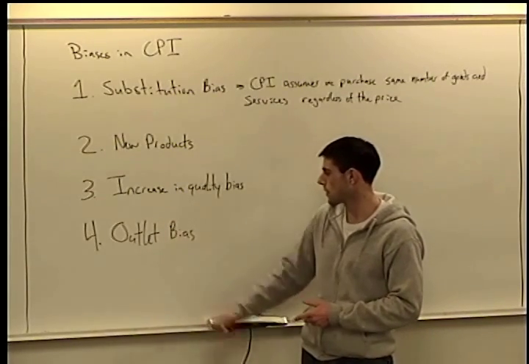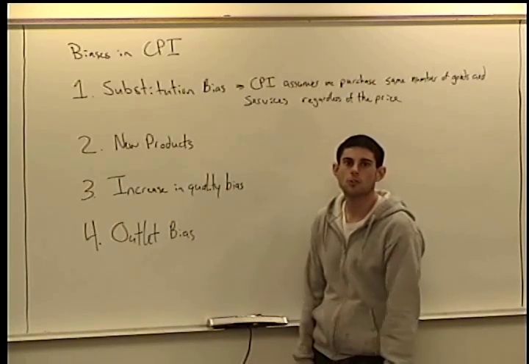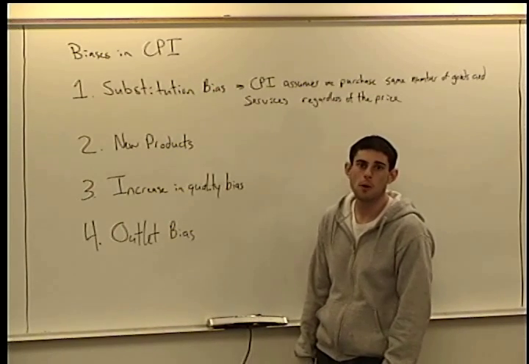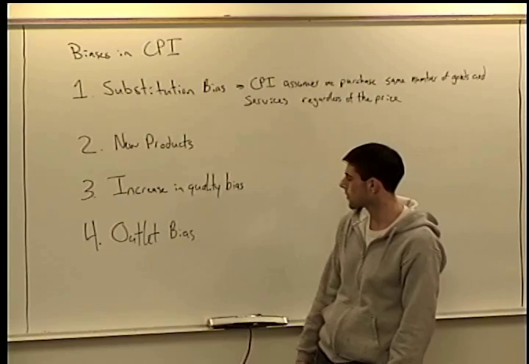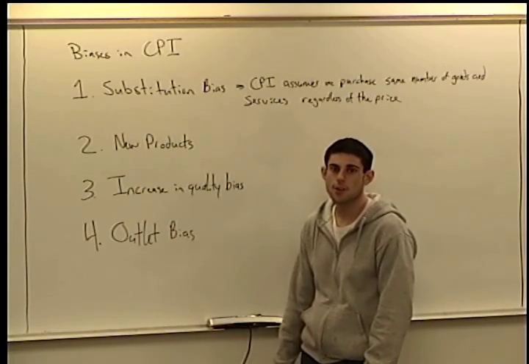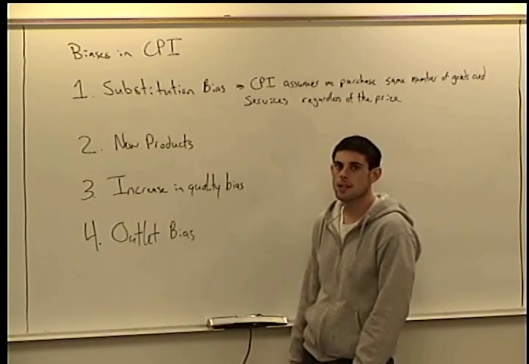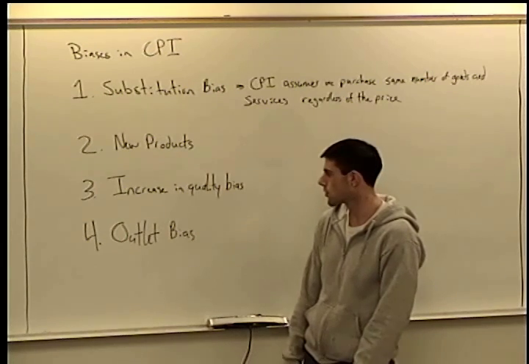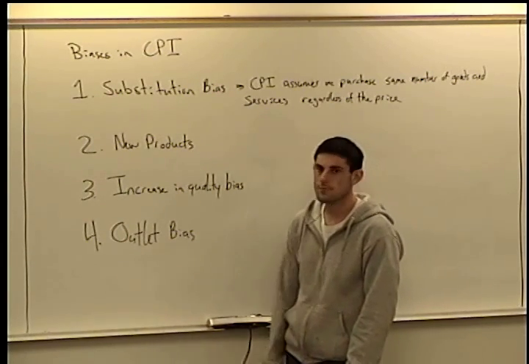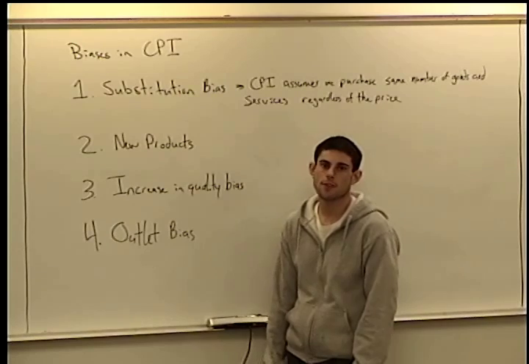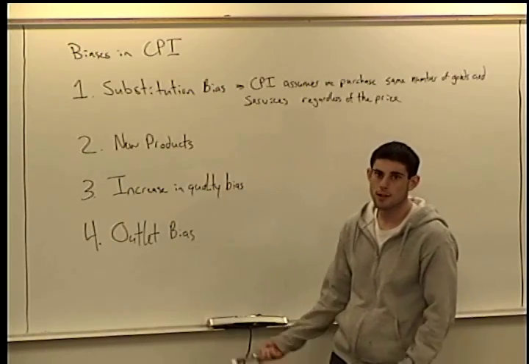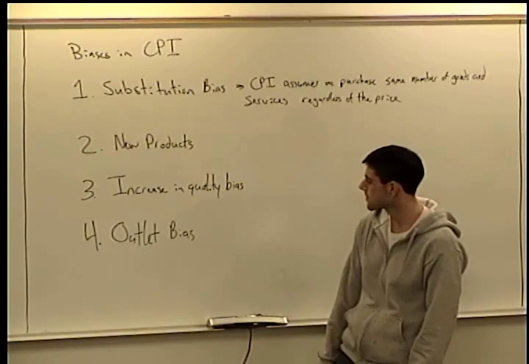We call it the outlet bias because outlet malls were a thing of the past. They were very popular in the past. So outlet malls tended to have the same amount of stuff that you could buy in a store like JCPenney, but for cheaper. So if I go to the Levi outlet, I might buy Levi jeans that are cheaper than what I'd find at JCPenney or wherever I would buy Levi jeans.